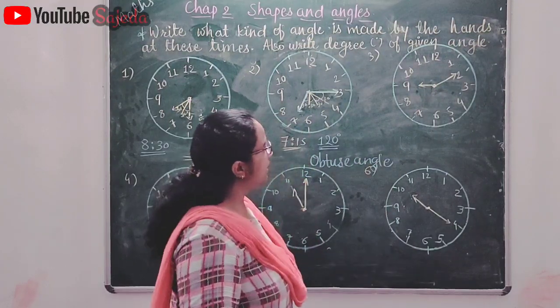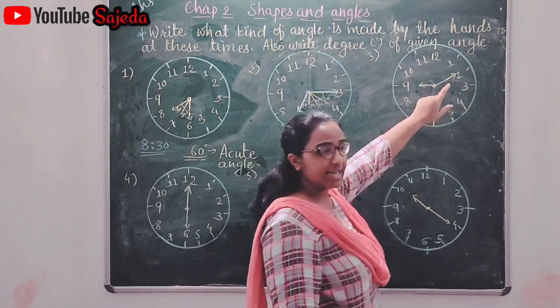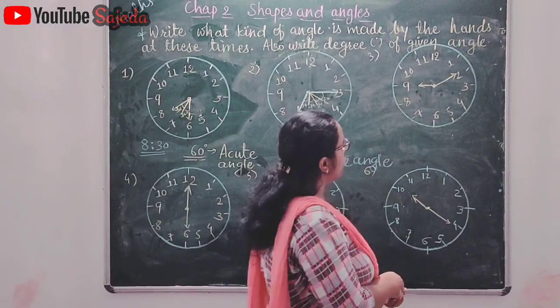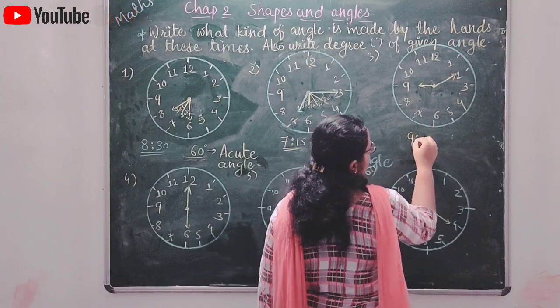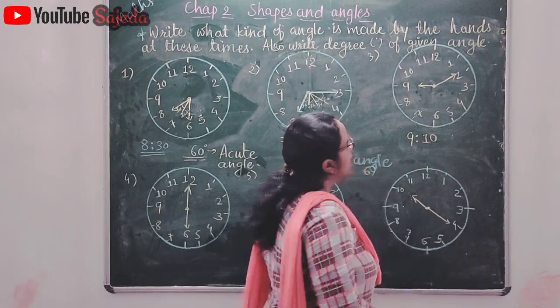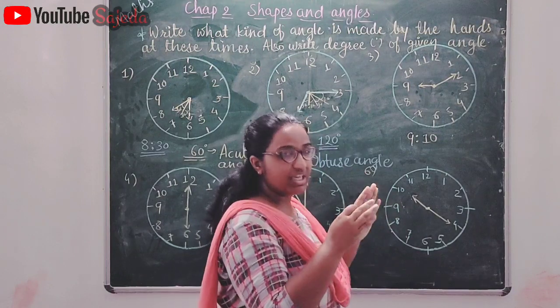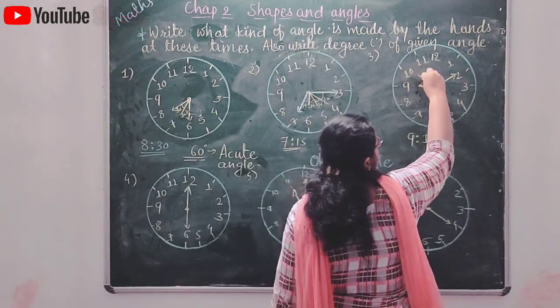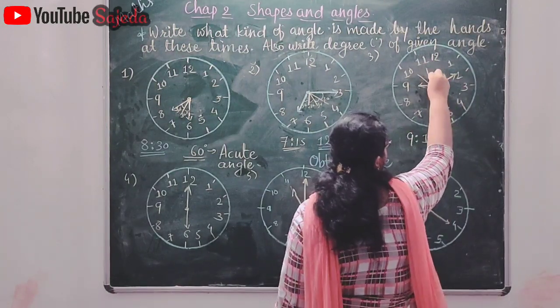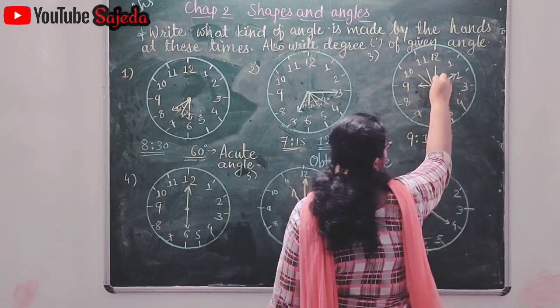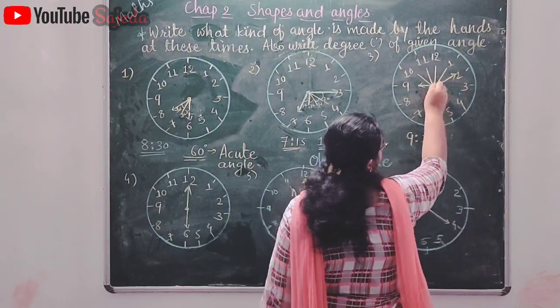Next example, here is the time. First write down the time. The time is 9:10. Now draw the lines between each two digits. Between 9 and 10 one angle, 10 and 11 another one, 11 and 12, 12 and 1.